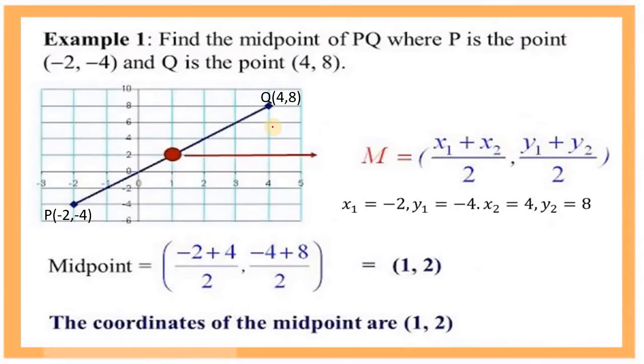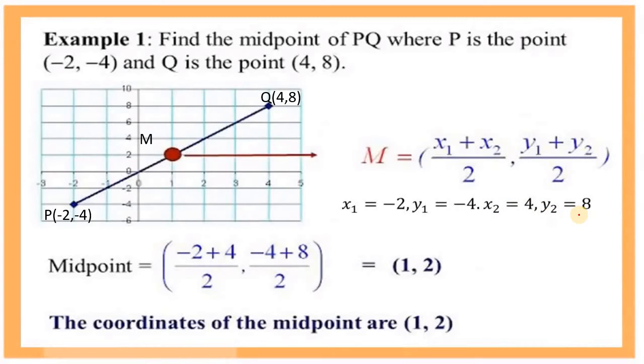By seeing this graph, you can say, but we should calculate and show this. Let us assume the midpoint as M. And we should substitute all the terms in the midpoint formula. What is the midpoint formula? Yes, (x1 plus x2) by 2, (y1 plus y2) by 2. What is x1? x1 is equal to -2, y1 is -4, x2 is 4 and y2 is 8.